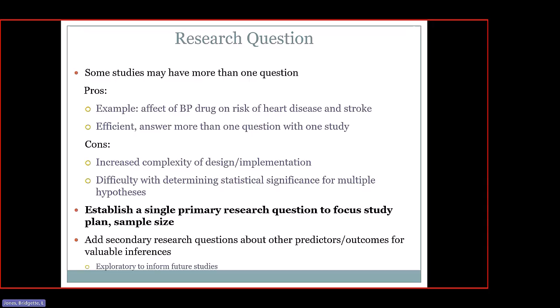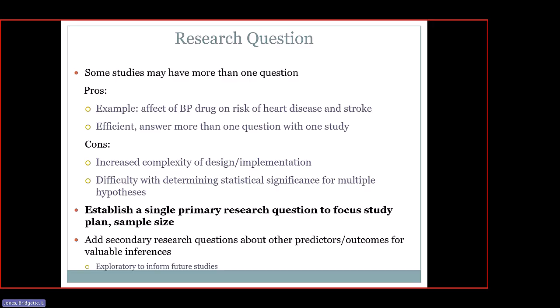So for your research question, like I mentioned before, focus on one question, and I'm giving examples here. The pros of having more than one research question: you could maybe have more than one question that can answer two things at one time. It might be a little more efficient with one study. An example here is the effect of a blood pressure medicine, where you're looking at both the risk of heart disease and stroke.